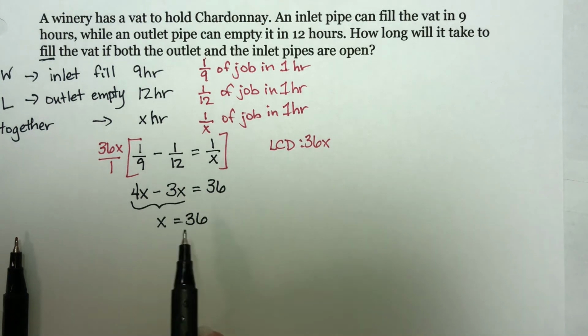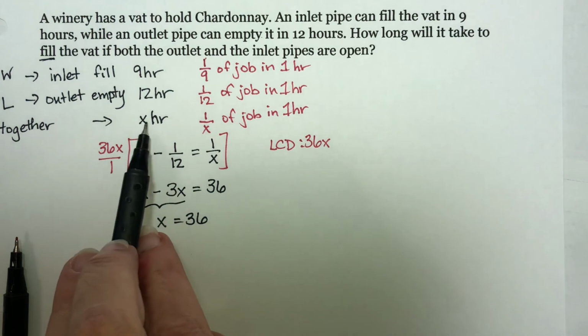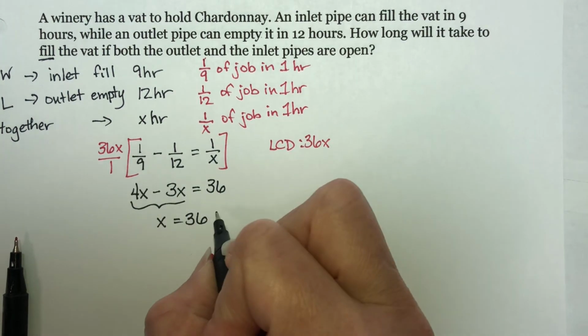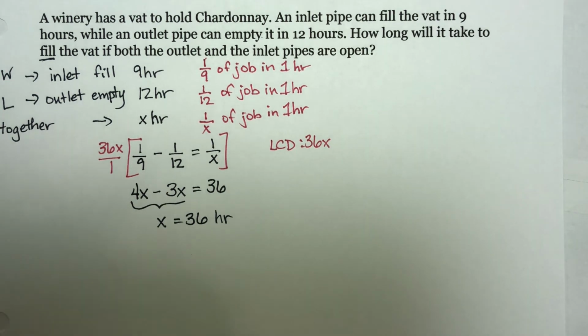Okay, so what I've just found is that if both are open, I found x, and that's how long it's going to take. So it's going to take 36 hours to fill that vat if the outlet and inlet pipe are open. We would expect it to take a good amount of time longer to fill it up because it's draining out at the same time. So this is a reasonable answer.